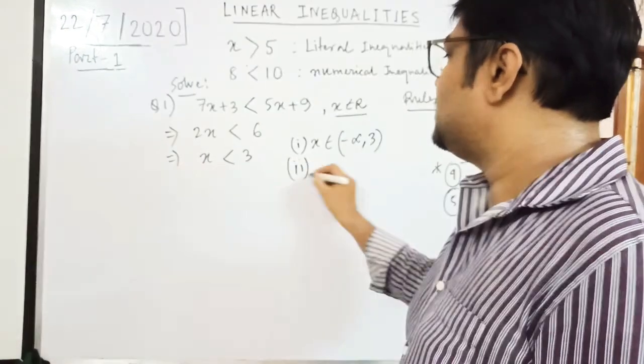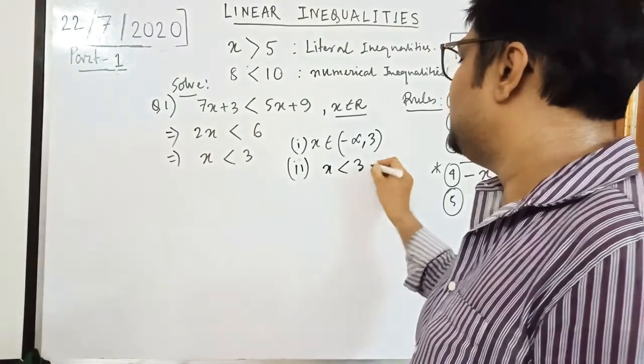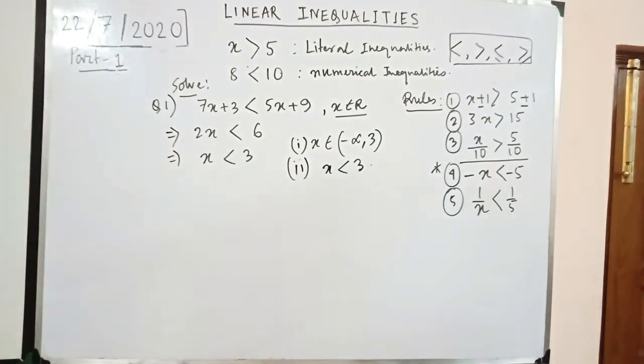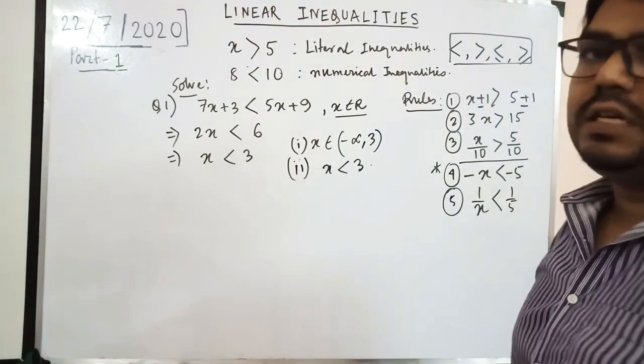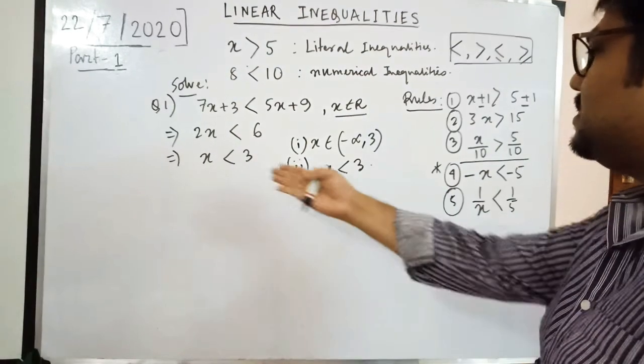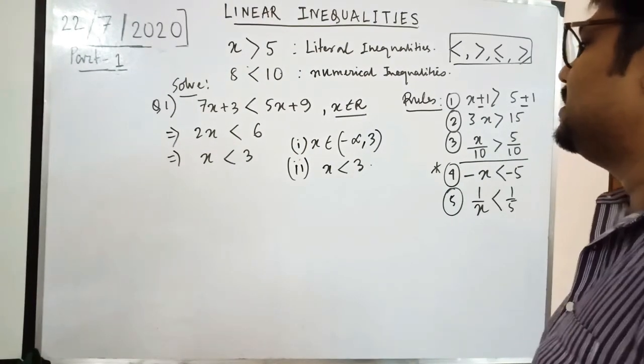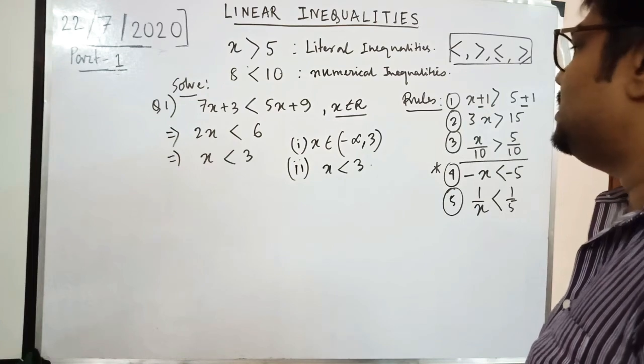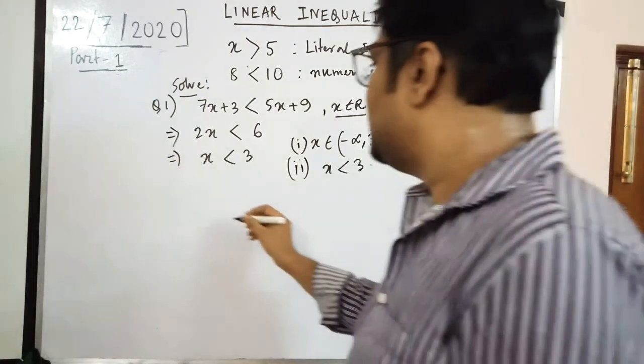Already you got some answer. This also you can write x lesser than 3. So the first one is a set representation interval. The second one is direct solving of the inequality. The third one is you can solve on a number line.